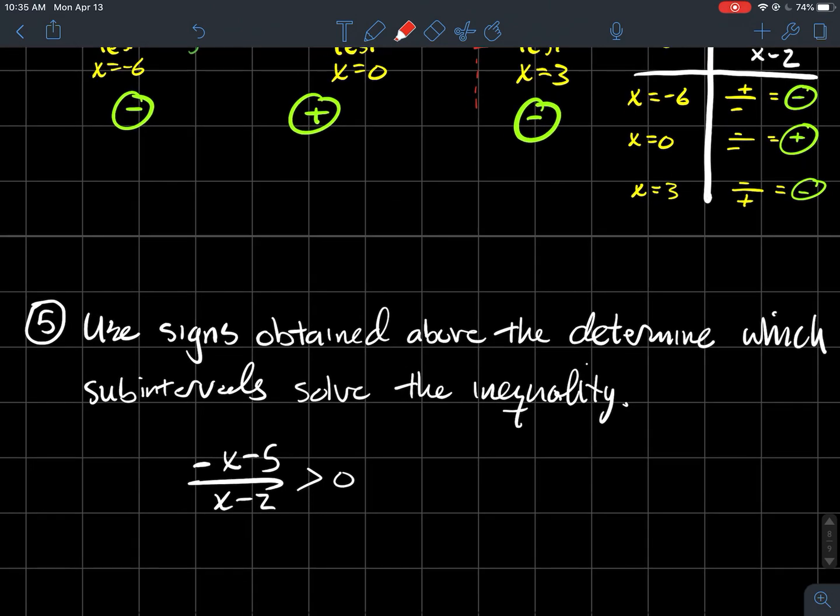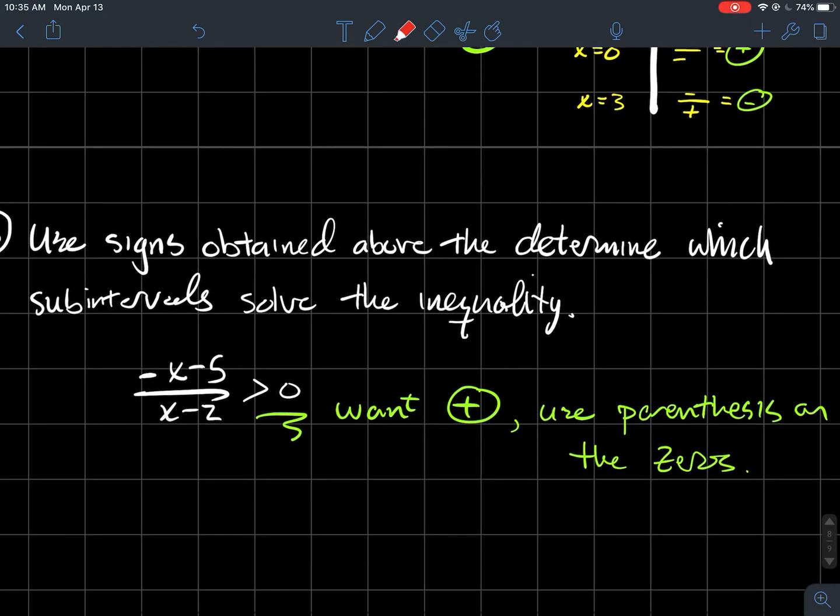So you'll go back to this one. This was our simplified inequality where we compared to 0. What does this tell us that we want? Well, that greater than 0 tells me that I want plus signs, and since it's a strict inequality, since there's no equal to here, you're going to use parentheses on the zeros as well. We're not allowed to actually be 0.